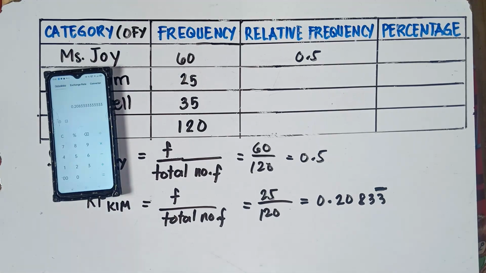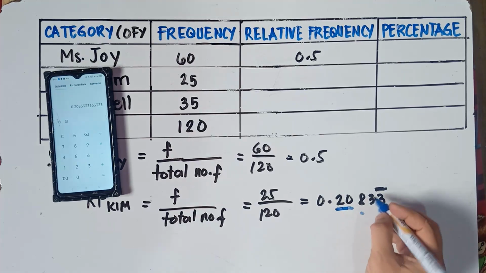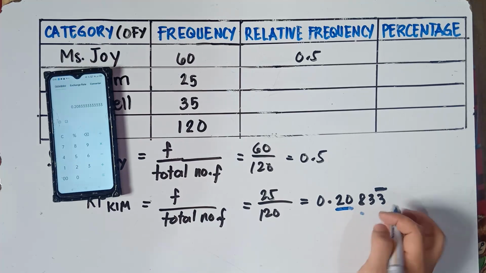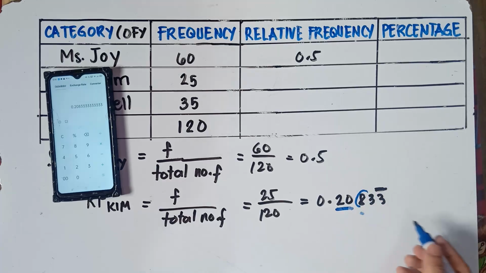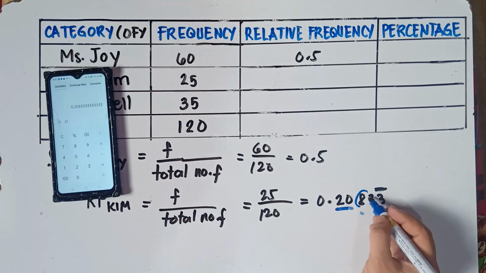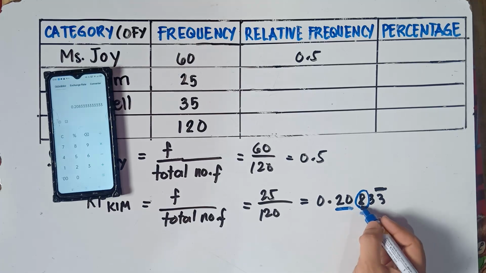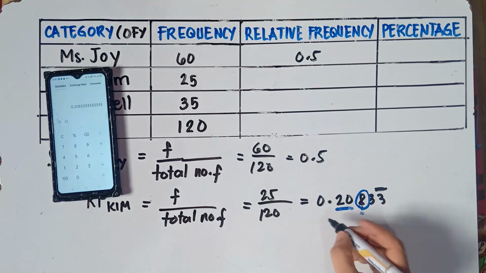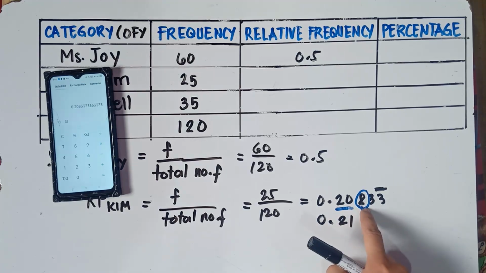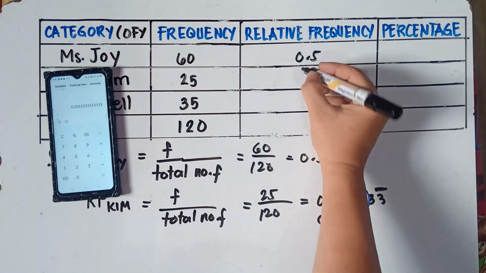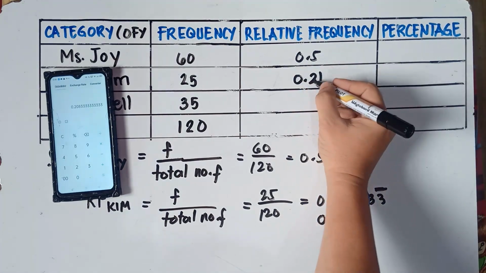Now we need to have at least 2 decimal places. Now after 0, that is 8, so we can round up. If it's 5 and up, so 5, 6, 7, 8, 9, we can round up. So after 0, that's 8, so this will be 0.21.